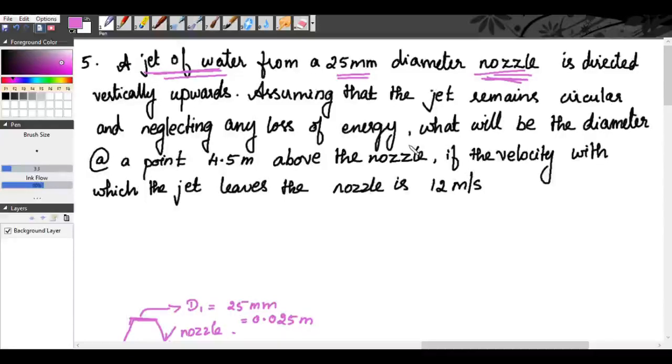That means Q1 is equal to Q2. That is the meaning of that. Law of conservation of mass is observed here, is followed here, right? There are no losses. So assuming that the jet remains circular and neglecting any loss of energy, what will be the diameter at a point 4.5 meter above the nozzle?